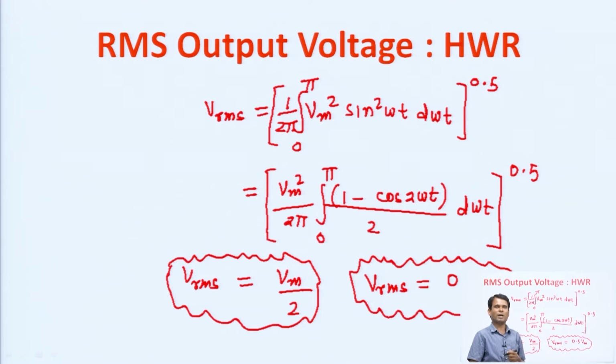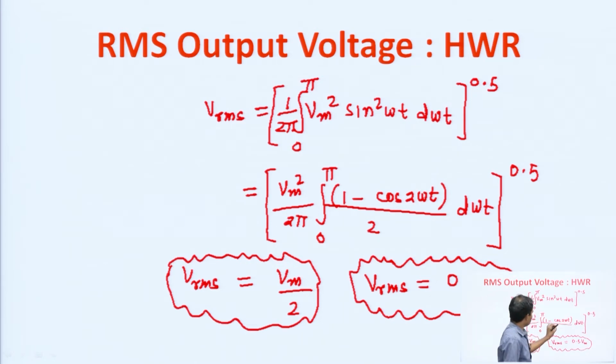That is, 0 square plus 90 square plus 80 square divided by 3, and finally we need to take the square root. In the same way, we take the square of the output signal, Vm square sin square omega t, and integrate with respect to omega t from 0 to pi, with 1 by 2 pi for the average of the square, and then the square root. Now, sin square omega t becomes 1 minus cos 2 omega t by 2, and the integration is from 0 to pi.